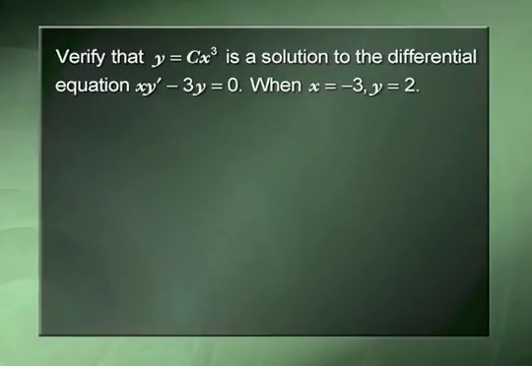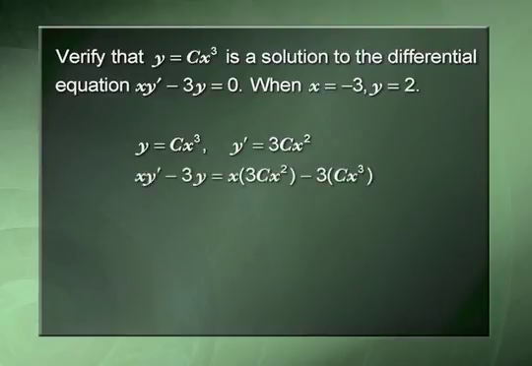So we know how to check solutions. You take your proposed solution, cx cubed, and differentiate it. So you get 3cx squared. And now plug it into the differential equation. So xy prime minus 3y becomes x times the derivative, 3cx squared, minus 3 times the function, which is cx cubed. And notice that these cancel each other, and you're left with 0. So indeed, that is a solution.